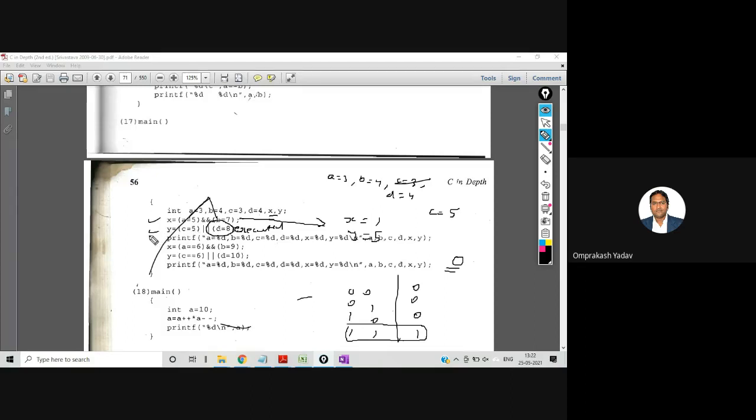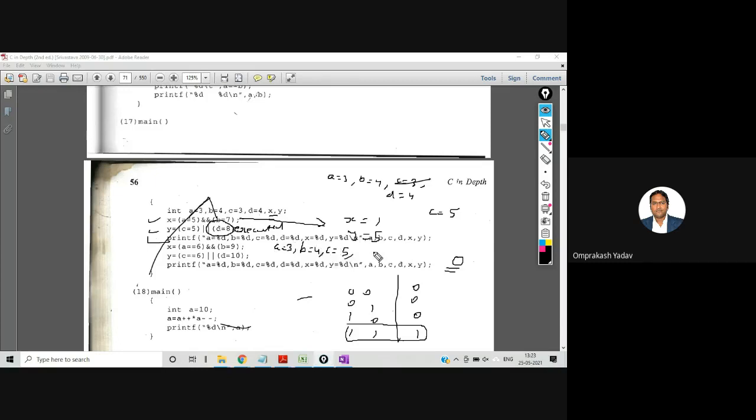Now let's solve the third one. printf a is equal to %d. That means a's value, now we are having 3. Then b value we are having 4. C value we are having 5. You can write in that way.